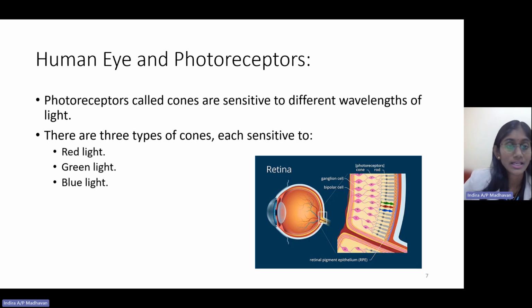Basically, this is the eye, and as you know, this is the retina layer, the innermost layer in the eye. If you can see, this blue, red, and green is the photoreceptor layer in the retina, which contains the cones. So these are the cones which are responsible for sensitivity to light or to the wavelength.